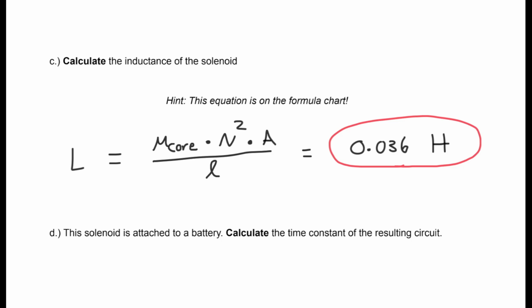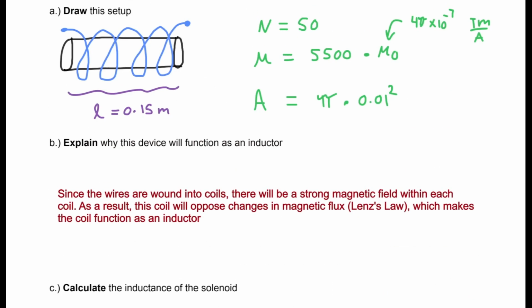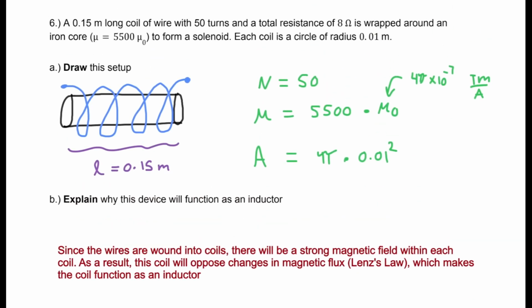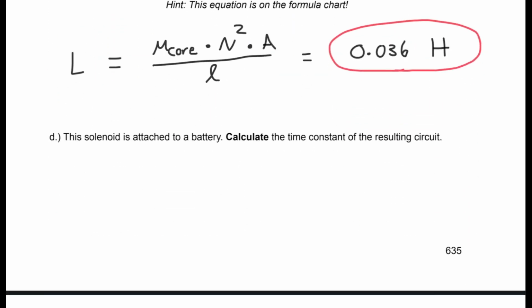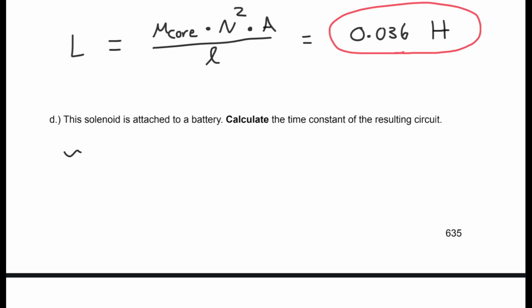Then assume we attach the solenoid to the battery, and we're going to calculate its time constant. We know the resistance, so it's given to us that the time constant in one of these inductive circuits is L divided by R. And we were given the resistance was 8 ohms. So we're just going to divide our 0.036 henries by 8 ohms and get 0.0045 seconds.